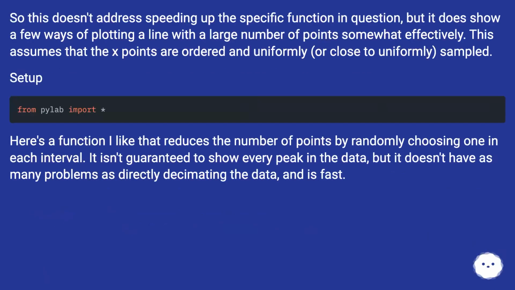So this doesn't address speeding up the specific function in question, but it does show a few ways of plotting a line with a large number of points somewhat effectively. This assumes that the x points are ordered and uniformly, or close to uniformly, sampled. Set up. Here's a function I like that reduces the number of points by randomly choosing one in each interval. It isn't guaranteed to show every peak in the data, but it doesn't have as many problems as directly decimating the data, and is fast.